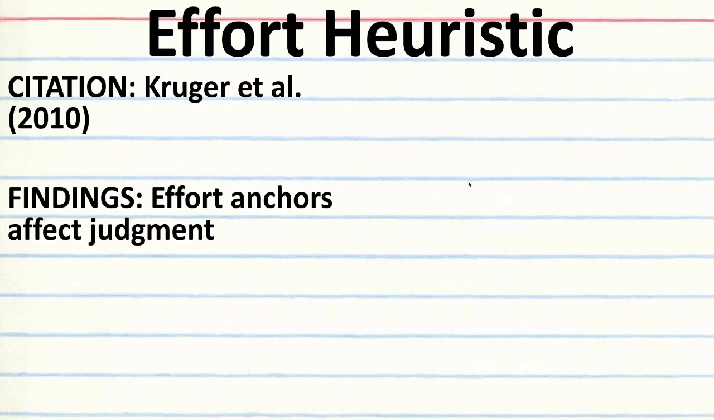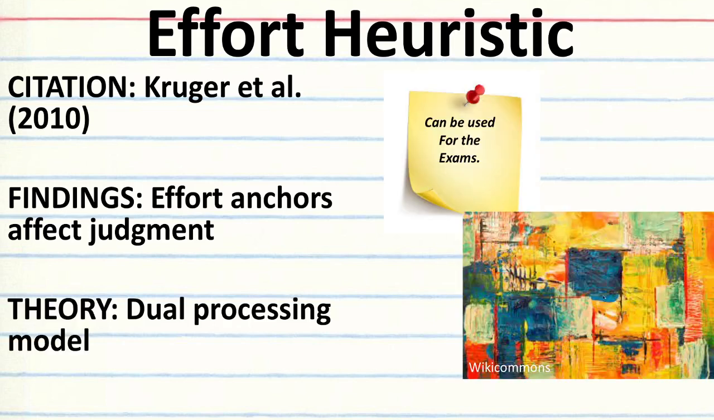The effort heuristic, this was one that some of my students did successfully this year. And this is if you tell someone, let's say for example, I'll use a visual here, a painting, and if you said this took 2 days to produce, then people generally rate it as being better or worth more money than if you told them it took 2 hours. So people use the perceived effort it took to do something as a heuristic, as a shortcut for making a judgment on something's worth. And this is linked to System 1 and System 2 processing in the dual processing model.